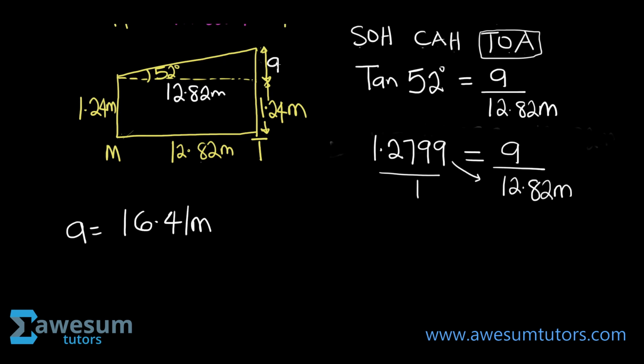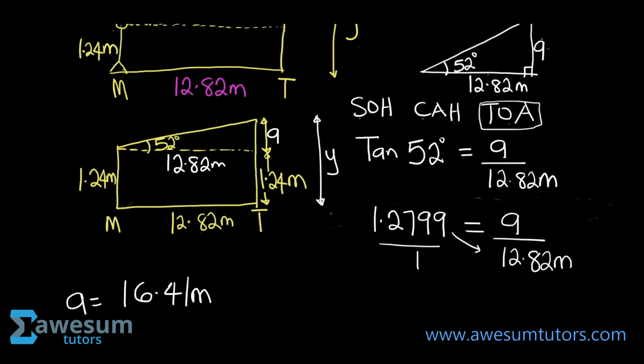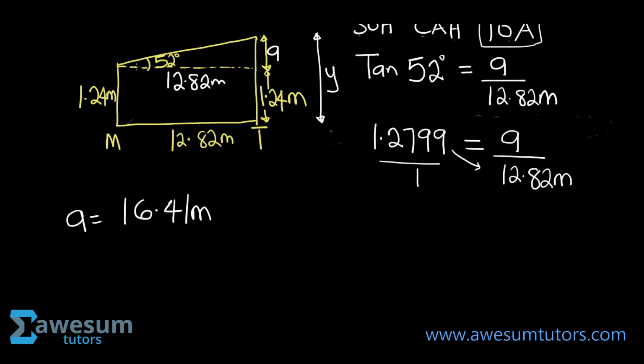Okay, but if you take note, the question says to find the height of the tree, which is from here to here. Height of the tree, which, if you remember previously, we said let it be y. Remember we said let the height of the tree be y. From here to here is y. Okay, now if that is your y, so what makes up your y, which is the height of the tree?